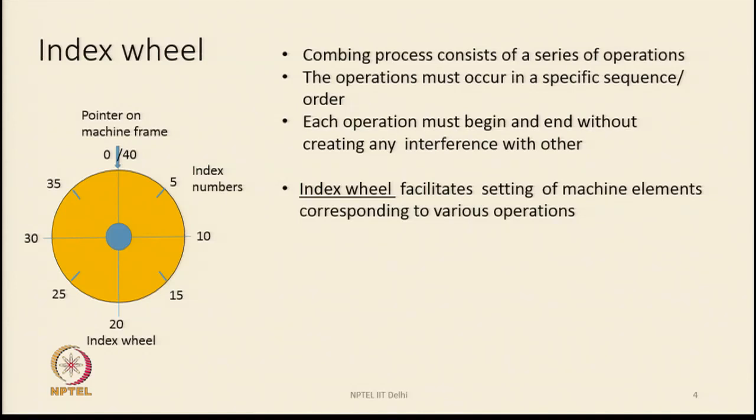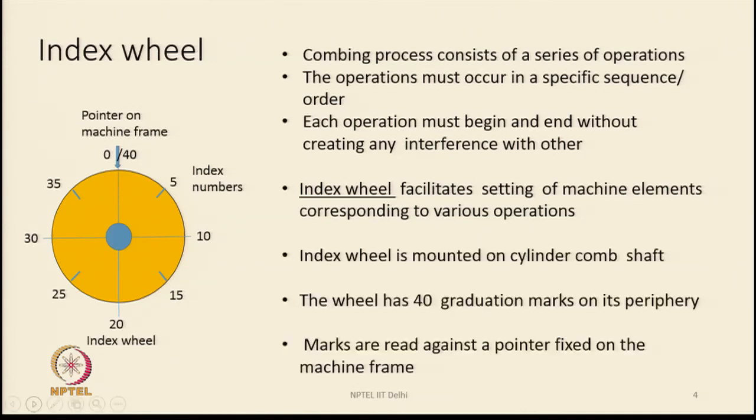On the index wheel, which is shown on the left hand side, you see that this wheel has marks on its periphery starting from 0 to 40, and these are known as index numbers. So, the periphery has numbers starting from 0 and it goes up to 40. The wheel facilitates the setting of the machine elements corresponding to various operations.